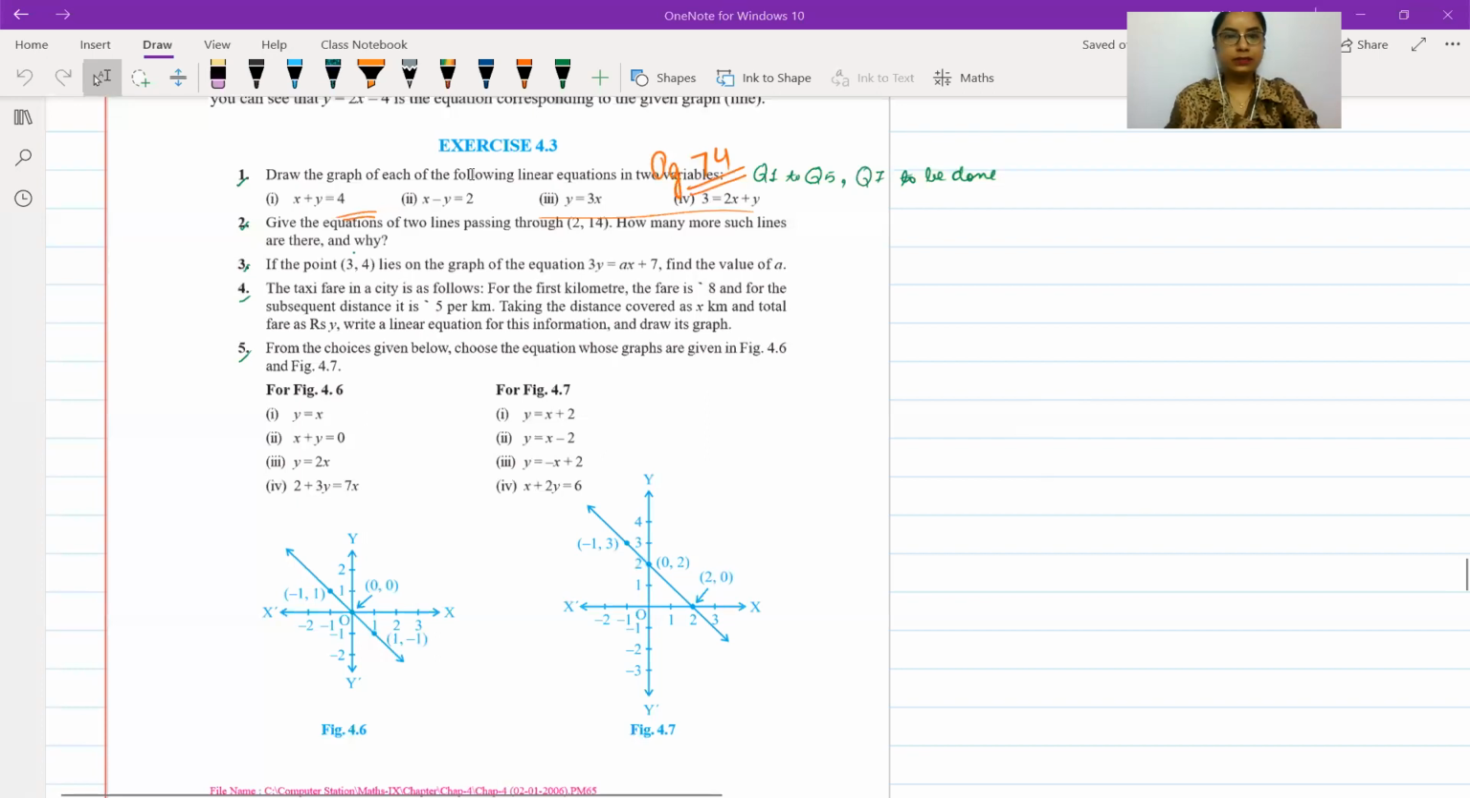So we had started 4.3, question number 1: draw the graph of each of the following linear equations in two variables. That day I could not tell you about the questions to be done. Kindly mark, we are doing the first 5 questions and the 7th question. Questions 6 and 8 are deleted from the exercise.